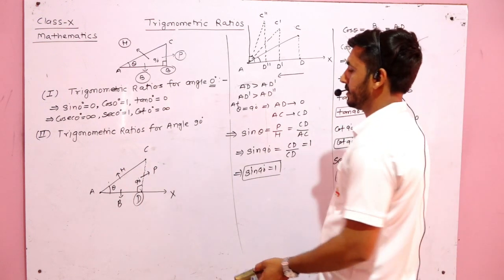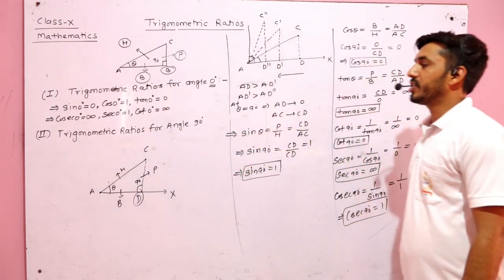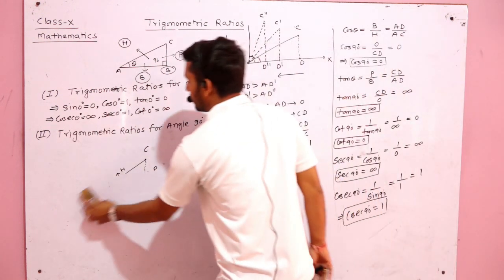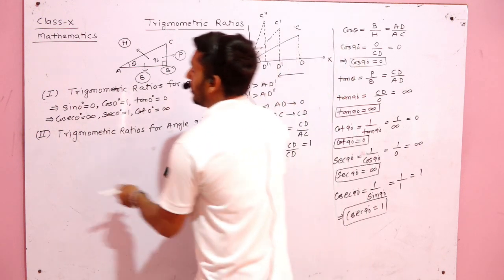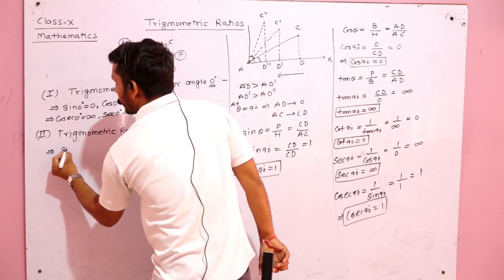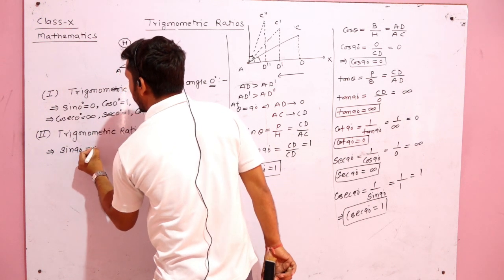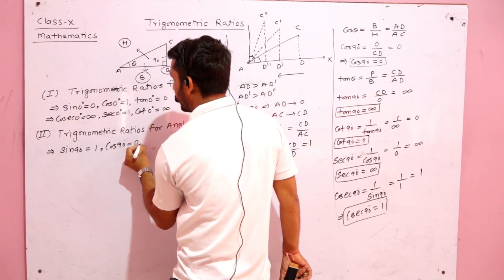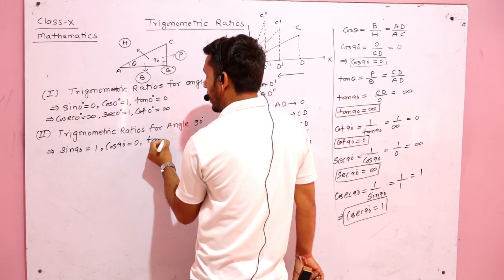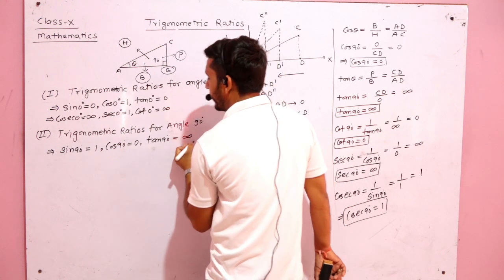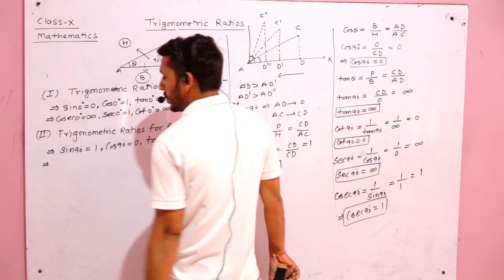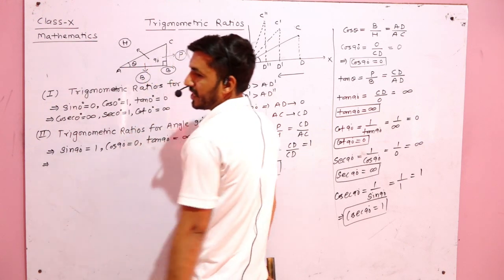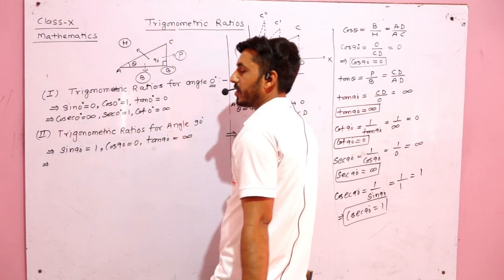Then we can write these 6 trigonometric ratios together. First you have to note down. First one is sine 90 degree, it is equal to 1. Second one is cos 90 degree, it is equal to 0. Third one is tan 90 degree, it is equal to infinite. The next three trigonometric ratios I am writing here are the reciprocals of each trigonometric ratio respectively.